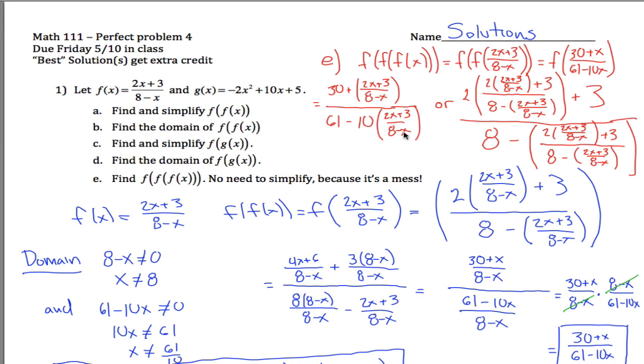Whew. So this or this, either one is good. Maybe I'll box them both up. Works for your final answer. This one's a little bit more simplified. This one is a little bit messier.